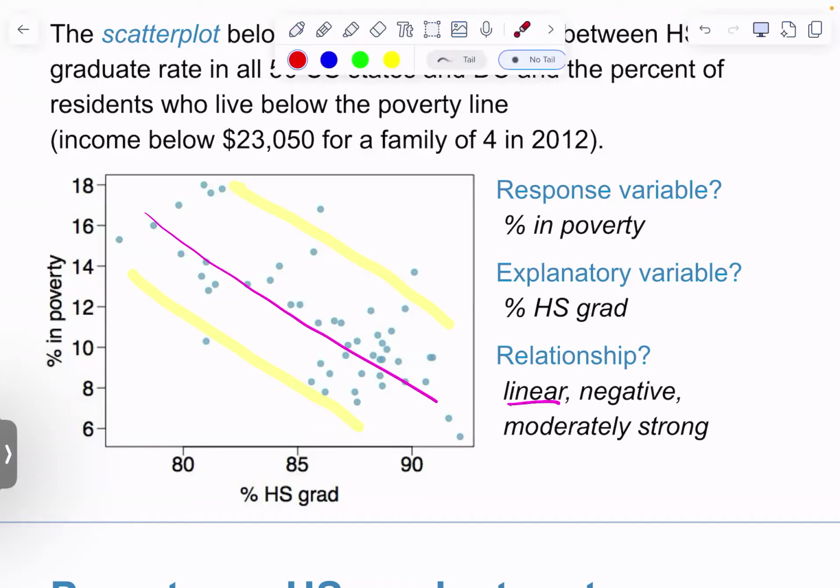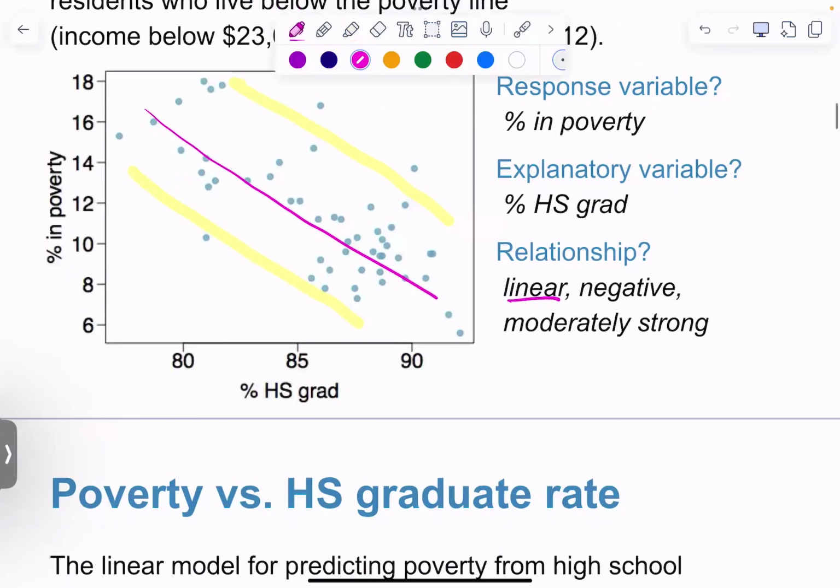Now, I've got this downward trend. And just as a refresher, a negative relationship looks like this, and a positive relationship looks like this. They're increasing together, or as one is increasing, the other one is decreasing, that's a negative relationship.